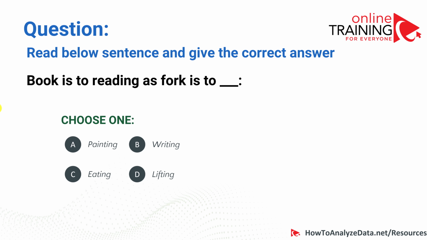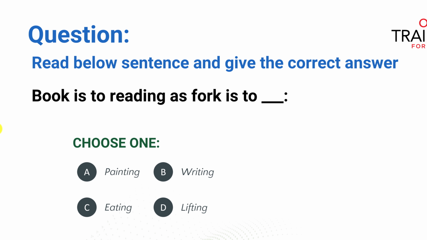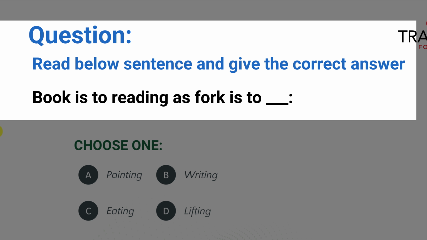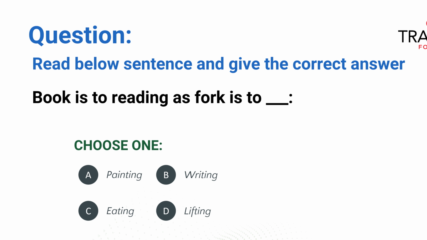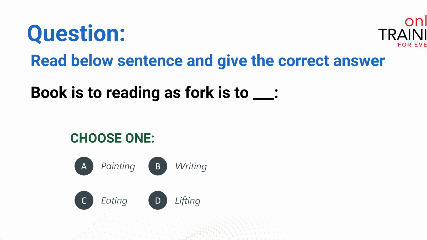Now let's look at the reasoning question where you need to complete the sentence. Read the below sentence and give the correct answer. Book is to reading as fork is to, and then you need to pick one of the 4 choices: painting, writing, eating, and lifting. So what do you think is the right choice? I think it's pretty obvious here. But let's look at the right answer.